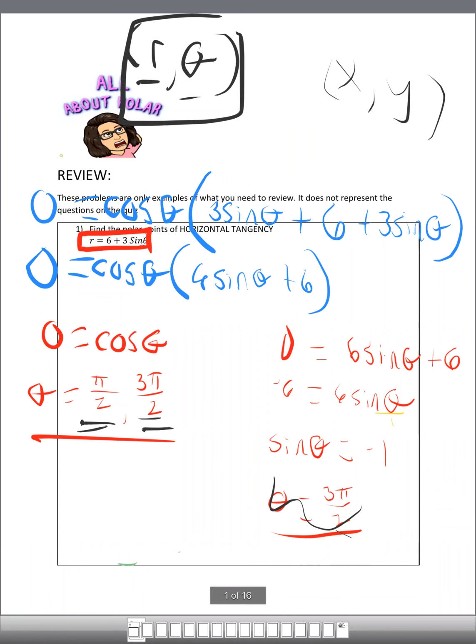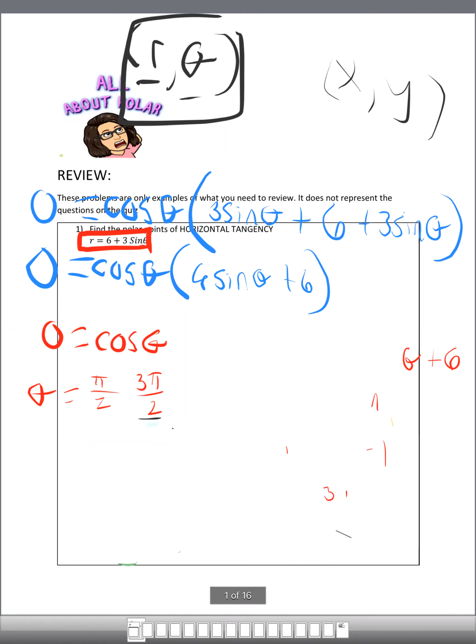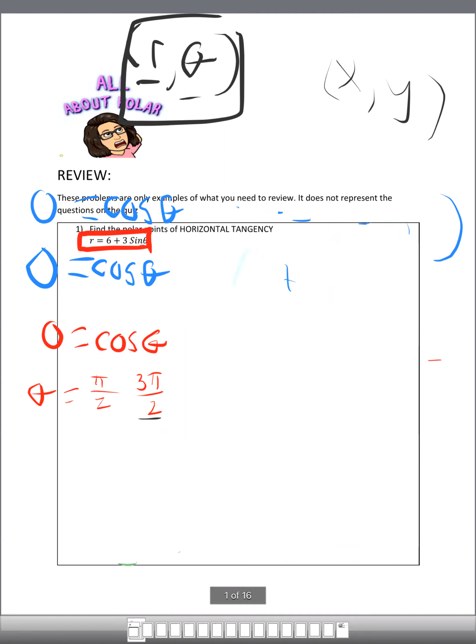So all we're going to do now is plug it into the original equation to figure out the other point. So let me just erase. The theta values are really the only important things we need to keep. I'll just keep erasing so I don't get rid of everything on the screen. I think that's enough space for now. So we're going to plug in pi over 2 and then 3 pi over 2 into this original equation: r is equal to 6 plus 3 sine of theta.